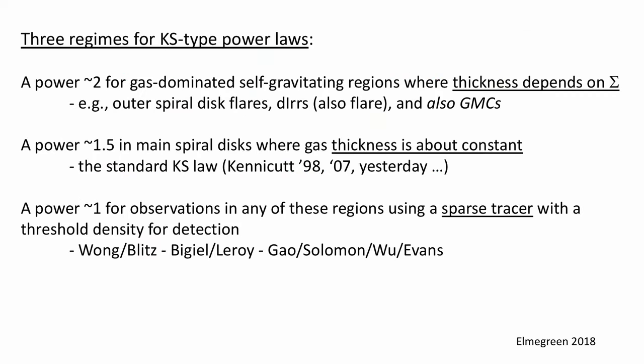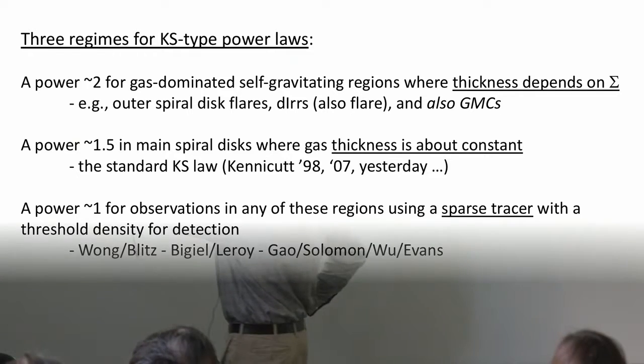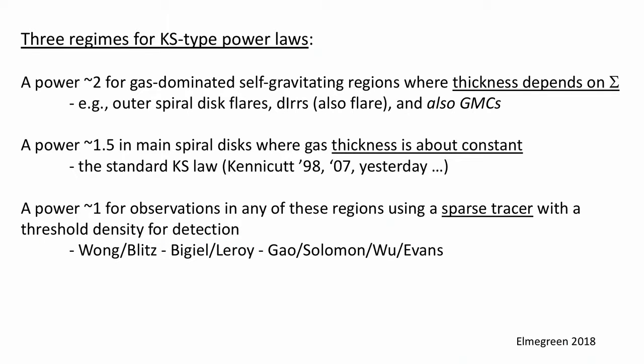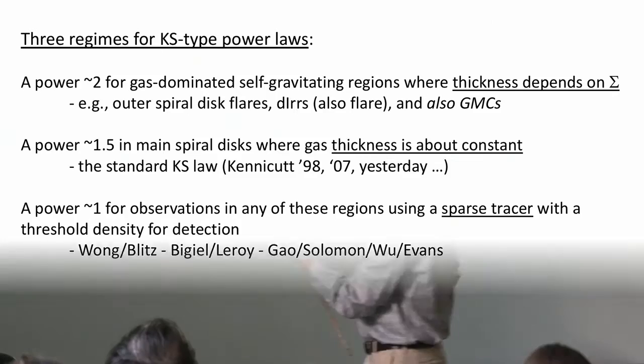So I think there are three regimes, just what you've seen. Power 2 for gas-dominated self-gravitating regions, where the thickness depends on your column density. That's outer disks, dwarf irregulars, which are all like that, but also GMCs. If you look inside the GMC, you see that same power 2, and I'll show you that. Power 1.5 in main disks, where for some reason, and there's a lot of detailed modeling required to explain this, the thickness is about constant, and then column density is proportional to density.